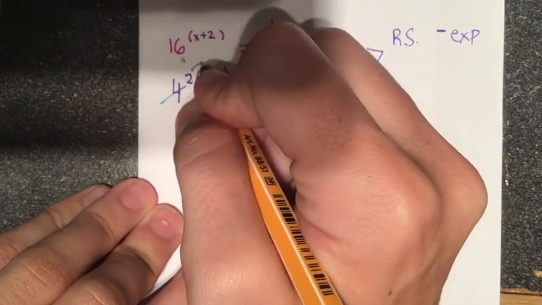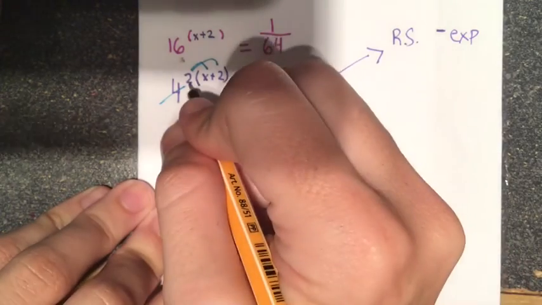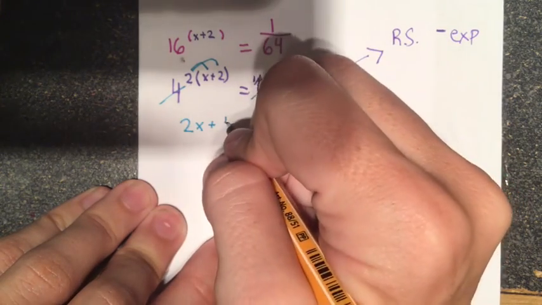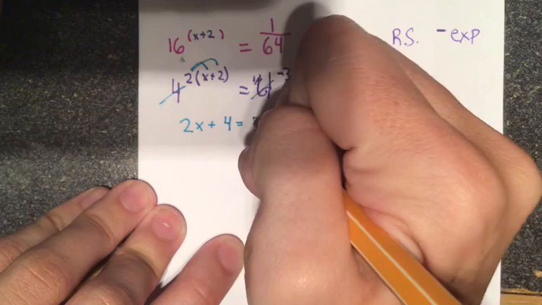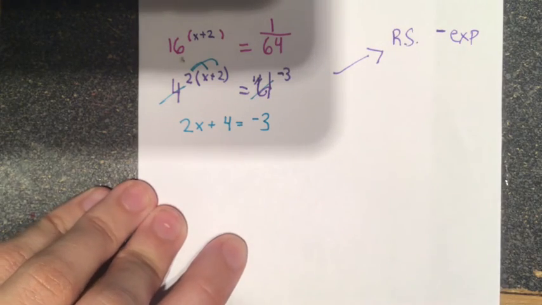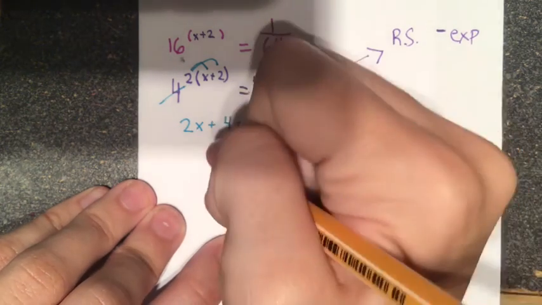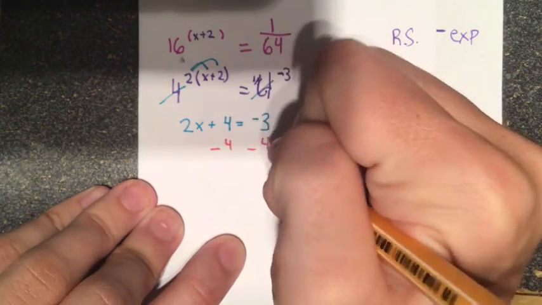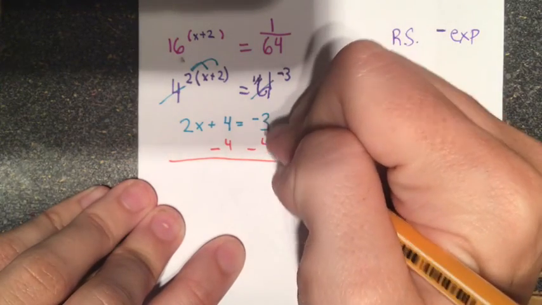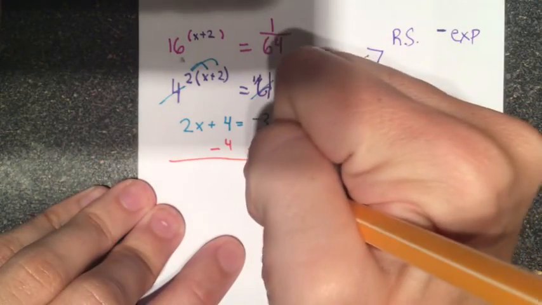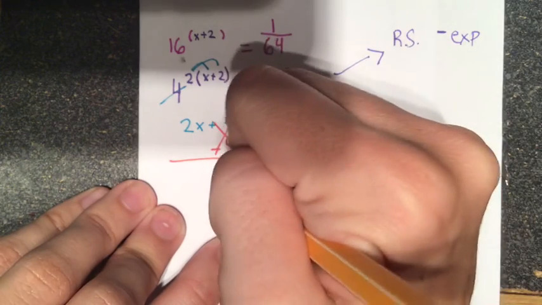They cancel out. I'm left with, I have to distribute. 2 times x gets me 2x. Plus 2 times 2 is 4, is equal to negative 3. Okay, so now I have to get this x isolated. So I'm going to subtract 4 from both sides. I'm left with negative 3 minus 4. That we're going back on the number line. We're going to say is equal to negative 7 is equal to 2x.